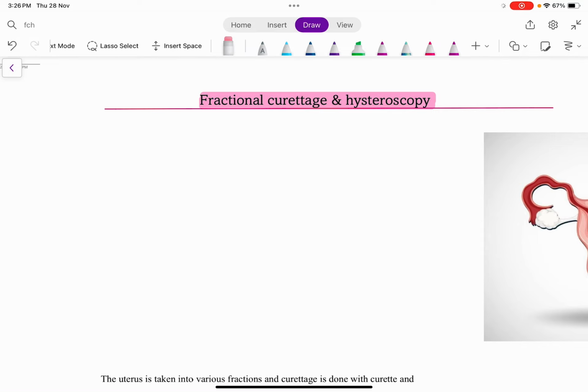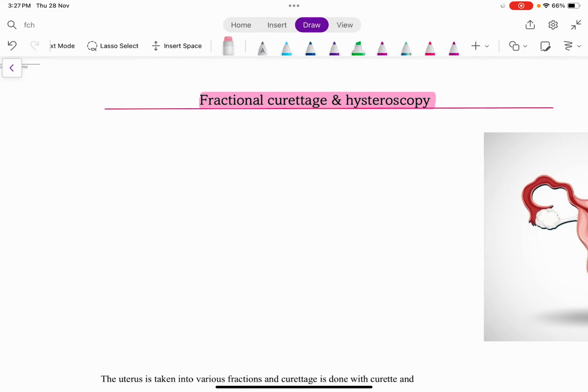In this module we are going to discuss fractional curettage and hysteroscopy. Fractional curettage and hysteroscopy is the gold standard investigation to assess the uterine endometrium. So if you want to assess the uterine endometrium, the gold standard investigation is fractional curettage and hysteroscopy.